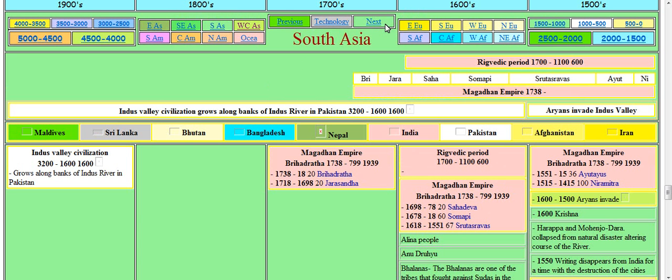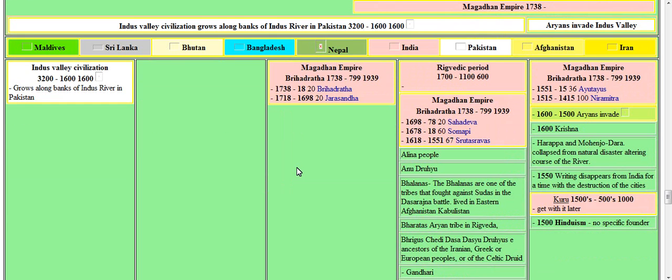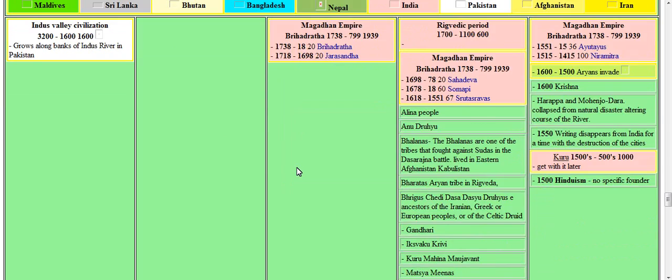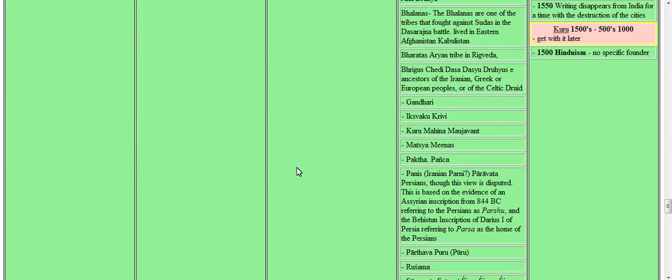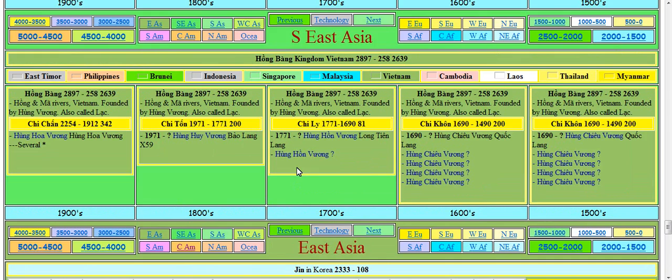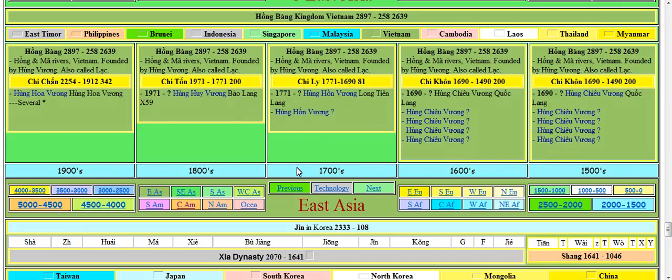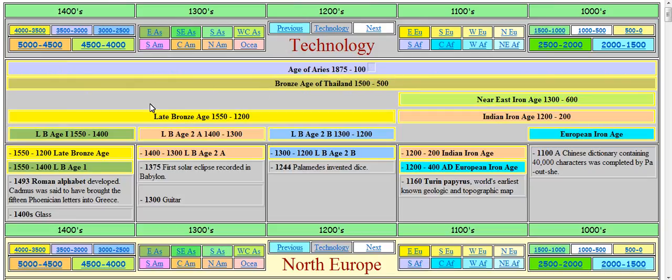Or you could just move forward in time on this part in this world here by going to the next 500-year segment. So here's the information about India, the Magadhan Empire we had there, and then Southeast Asia had the Hongbang Dynasty. East Asia had Zia. So what else do we have here?